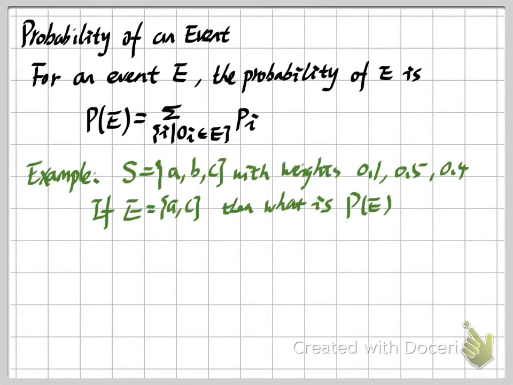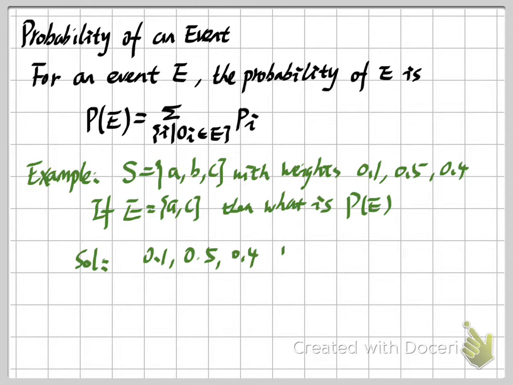So the question is, if we have a sample space with 3 outcomes, A, B, and C, and for these 3 outcomes, their weights are assigned as 0.1, 0.5, and 0.4. Then the question is, when we have an event that only contains A and C, what is the probability of this event? To solve this, of course, we can just use a formula. But before this, I want you to look at the 3 weights. So here the weights are 0.1, 0.5, and 0.4.